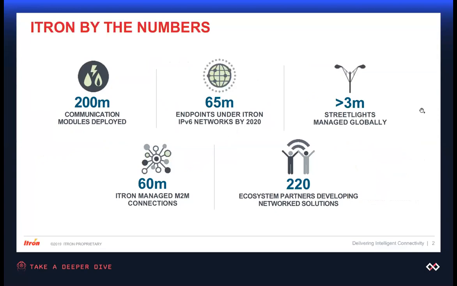Itron, through the acquisition of Silver Spring Networks, has deployed an impressive 65 million IPv6 endpoints. These include metrology, streetlights, line sensors, and other types of IoT devices. In fact, 75% of the power in the United States touches Itron technology. Through our developer program, we now have over 220 unique partners that are developing different types of solutions.